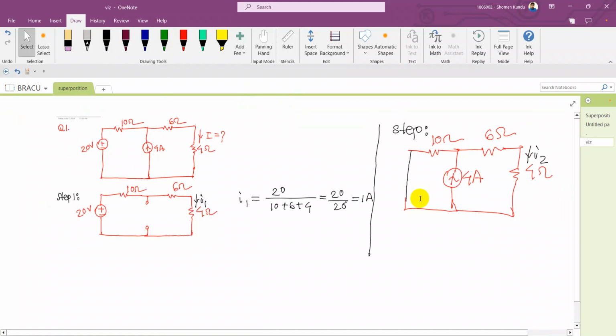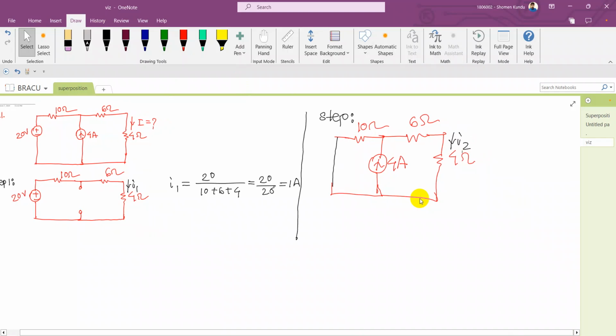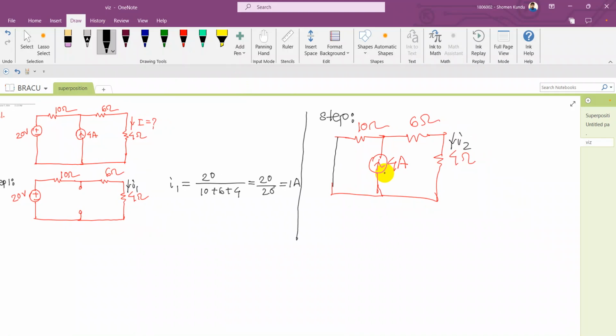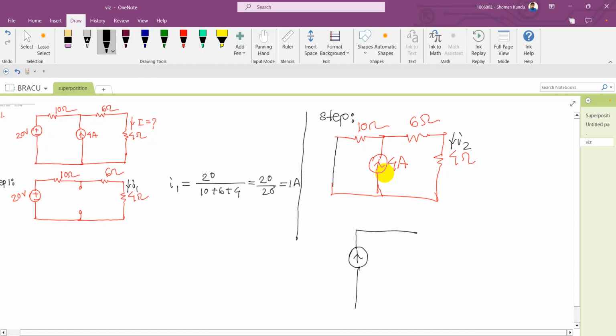Now look again. This is also a very simple circuit and we can solve the current I2 through current division. If I redraw this, you can see that one branch is 6 ohm, 4 ohm, and the other branch is 10 ohm, and the current through here is I2.